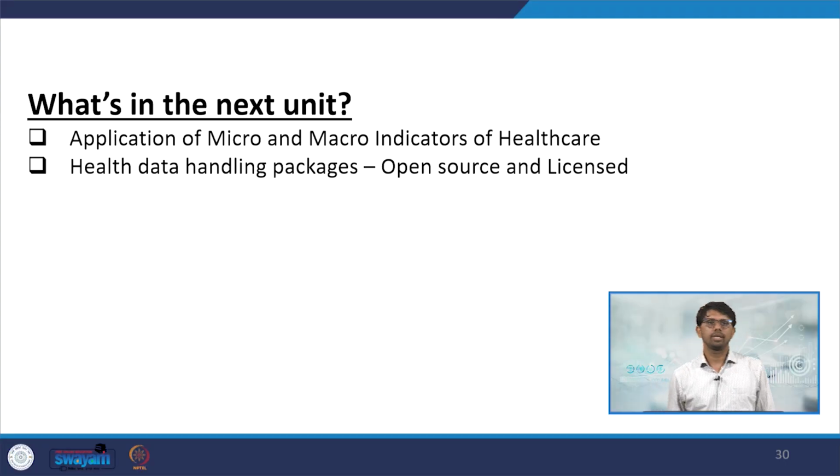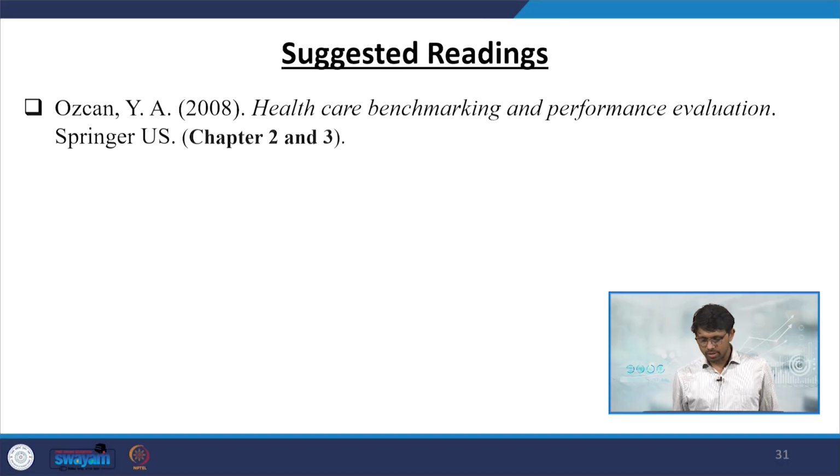So, in the next unit we will be discussing micro and macro indicators of healthcare, and health data handling packages, both open source as well as licensed data versions. We will explain and we will give you hand-holding on those data. To follow the lecture very clearly, we are referring to the author's chapters 2 and 3 for better reading. I think with this I must close here, expecting your feedback. Thank you.